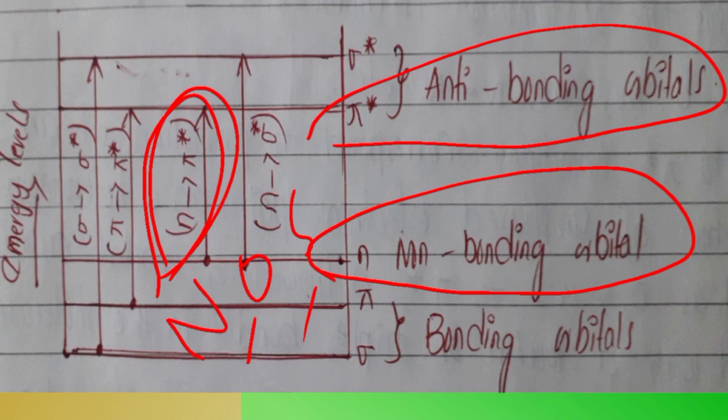N to pi star transitions: the transition of an electron from a non-bonding orbital to an antibonding pi orbital is called the n to pi star transition. It has double bonds and contains heteroatoms like nitrogen, oxygen, sulfur, halogens, etc., and occurs at longer wavelength, in the near ultraviolet and visible regions. It has the least amount of energy of all the other transitions.